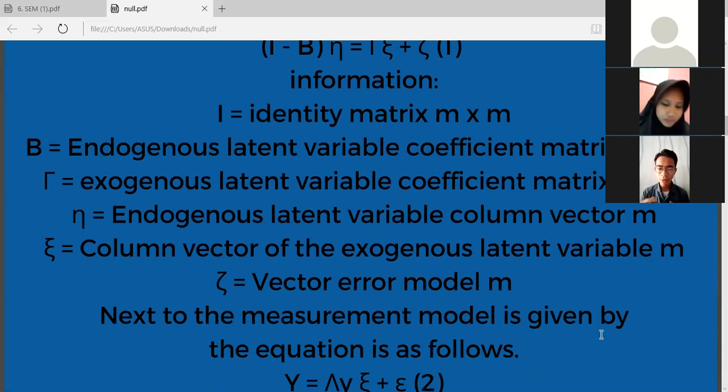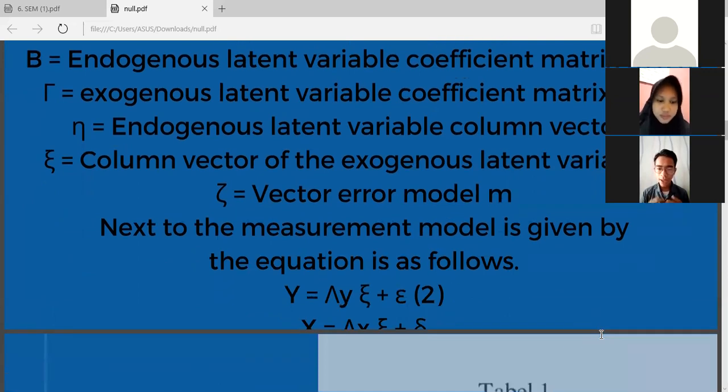Next, the measurement model is given by the following equation. Y is equal to lambda y multiplied by eta plus epsilon. Next slide, Cindy.